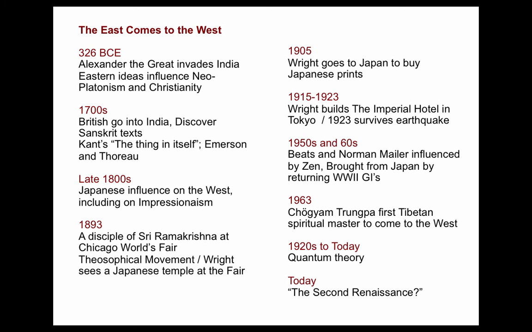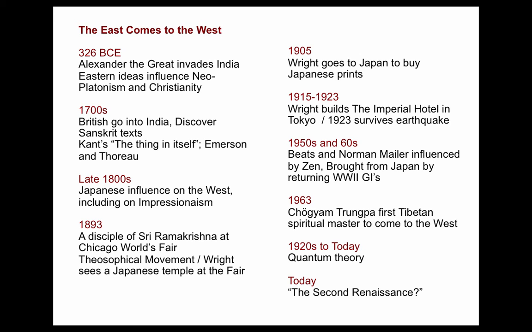It takes them a while to get them translated. No one can translate from Sanskrit to Latin, but they can translate from Sanskrit to Persian, and then from Persian to Latin. And then philosophers like Immanuel Kant, that becomes the thing in itself that Immanuel Kant is talking about. Emerson and Thoreau make constant references to this Sanskrit material. In the 1800s, we see the Japanese influence on the West, including on Impressionist painting.